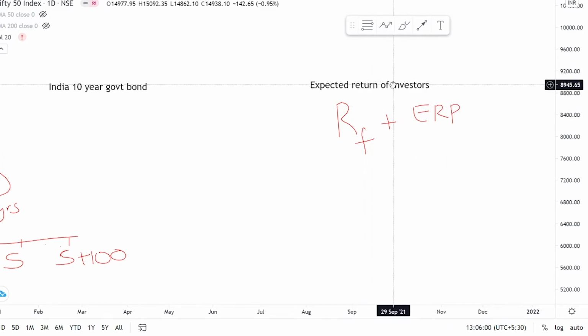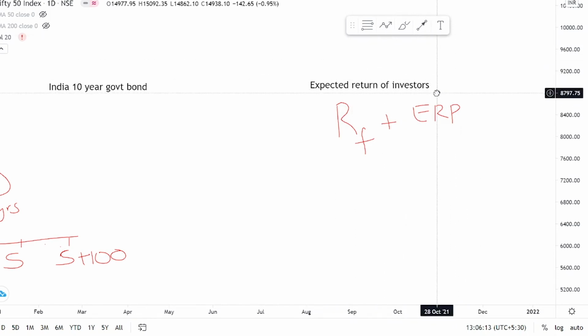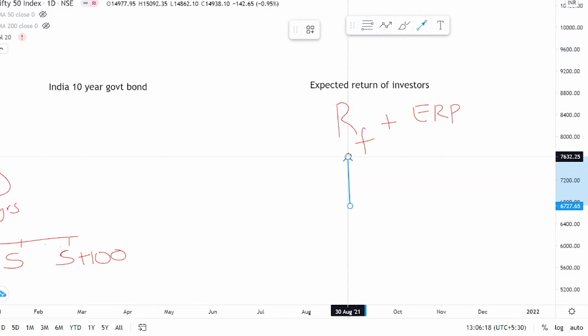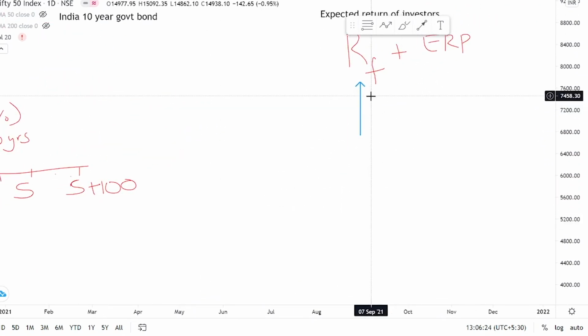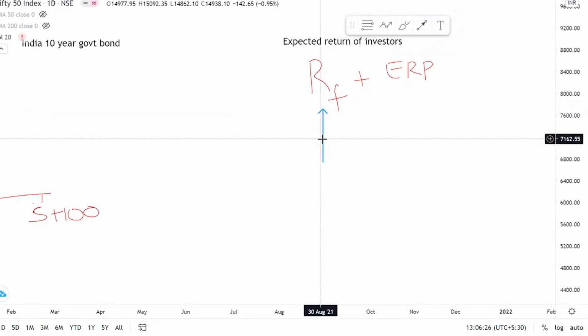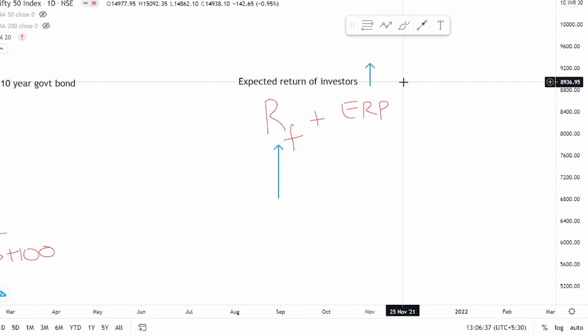So this would be the risk free return, the 10-year government bond yield, plus the equity risk premium. Because as you know, equity is riskier than bonds, so you get this risk premium on top of the government bond yield. That would be equal to your expected return for investors. Now, as we've discussed, this risk-free return was being increased by the government, right? The interest rate was increased. This means as this risk-free return is increasing, your expected return for investors is also going up.